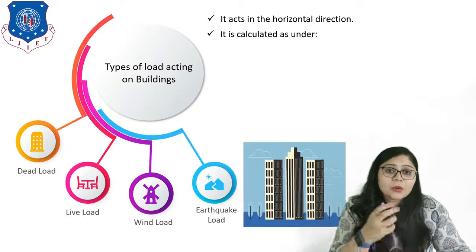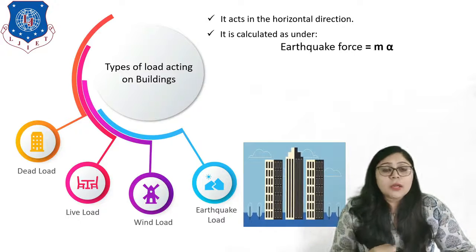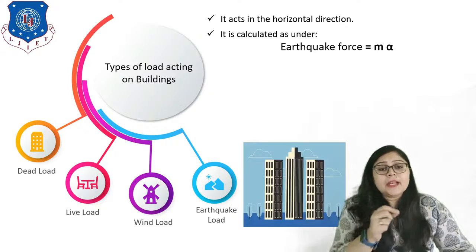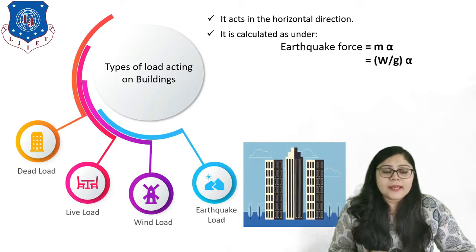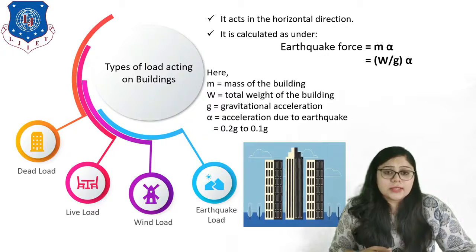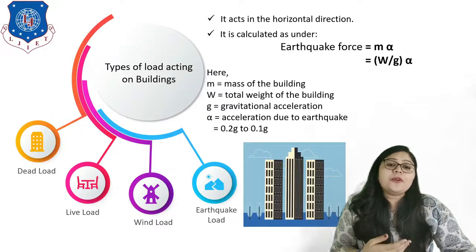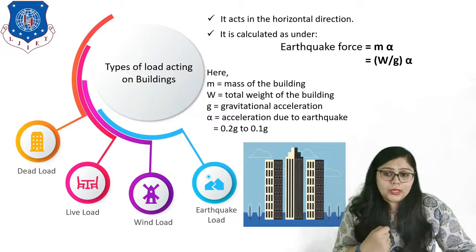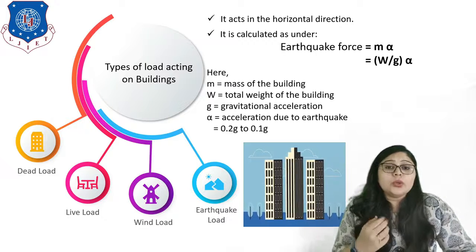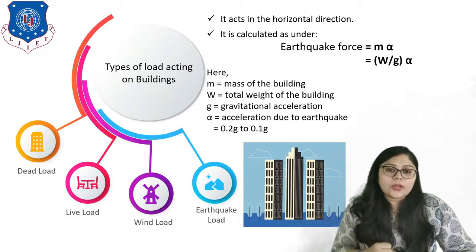So here, how to calculate it? For that, we have to calculate M into alpha, where M is equal to W by G into alpha. Now what is this? Here M is the mass of the building, W is the total weight of the building, G is the gravitational acceleration, and alpha is the acceleration due to earthquake, which is generally 0.1 to 0.2 G, right? So this is the calculation of earthquake load.